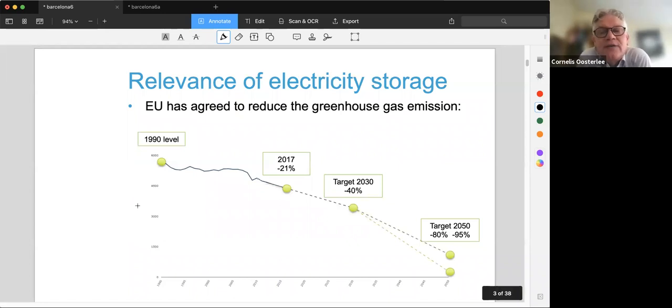Okay, why is electricity storage relevant? Well, first of all, we know that, for example, the European Union has agreed to reduce the greenhouse gas emission. So the 1990 level is like here, by 2017 there should have been a reduction of 21%. Then by 2030 there should be a reduction of 40%, and by 2050 there should be a reduction of, in one scenario 80%, and in the other scenario 95%. So we have to move to renewable and green energy.